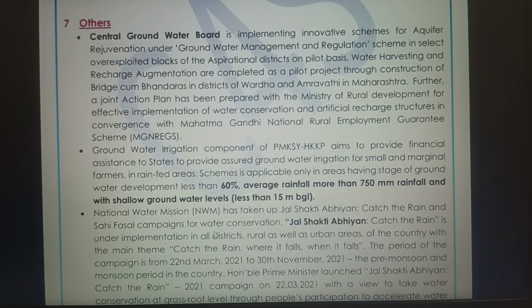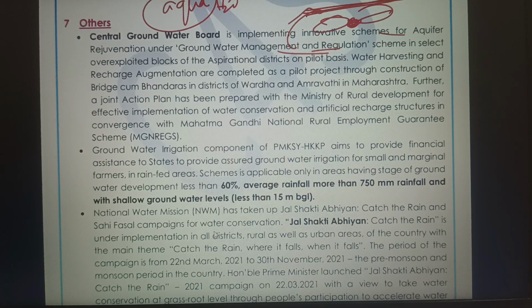The Central Groundwater Board is implementing innovative schemes for aquifer rejuvenation and groundwater management and regulation. Okay, these small schemes CGWB is implementing. Why am I telling you this? Because they will give you a simple question: who is implementing aquifer rejuvenation under groundwater management regulation? So CGWB is implementing this. An aquifer is nothing complicated, we will see it further ahead as well. I am just telling you in short. Aqua means water. So the source of water that is between the rocks inside the ground is known as an aquifer. Okay, that is what an aquifer is.